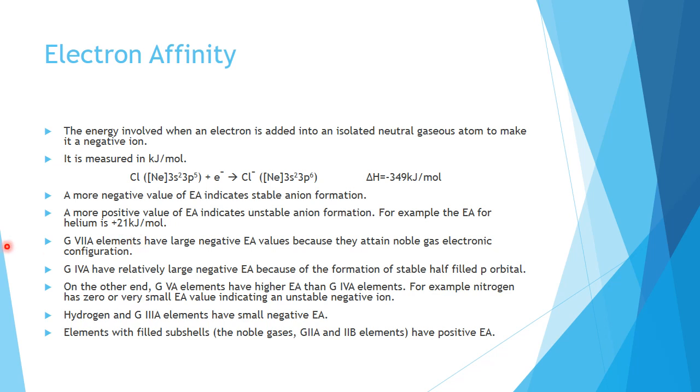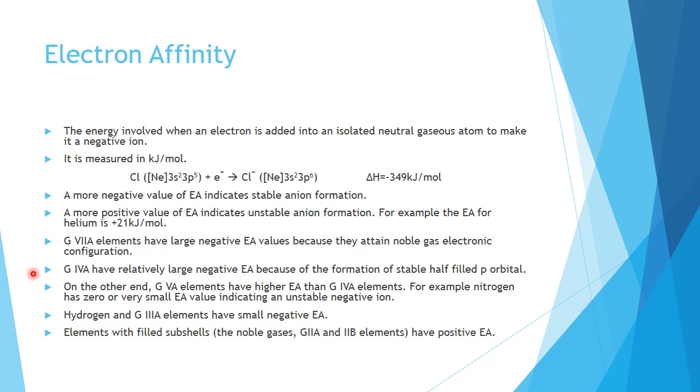Group 7A elements have larger negative Ea values because they attain noble gas electronic configuration. For example, if you take the example of chloride, we say that the electronic configuration of chloride becomes similar to what we see in noble gases, and due to this it releases a huge amount of energy. Therefore, group 7A elements have larger negative Ea because they attain very stable noble gas electronic configuration.